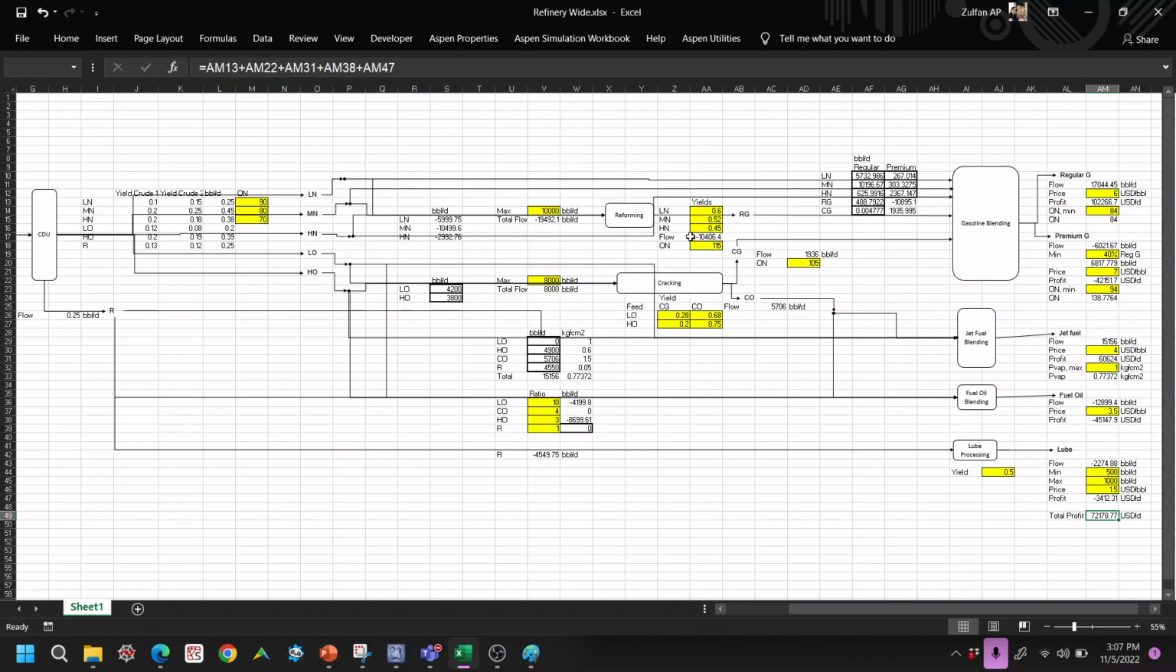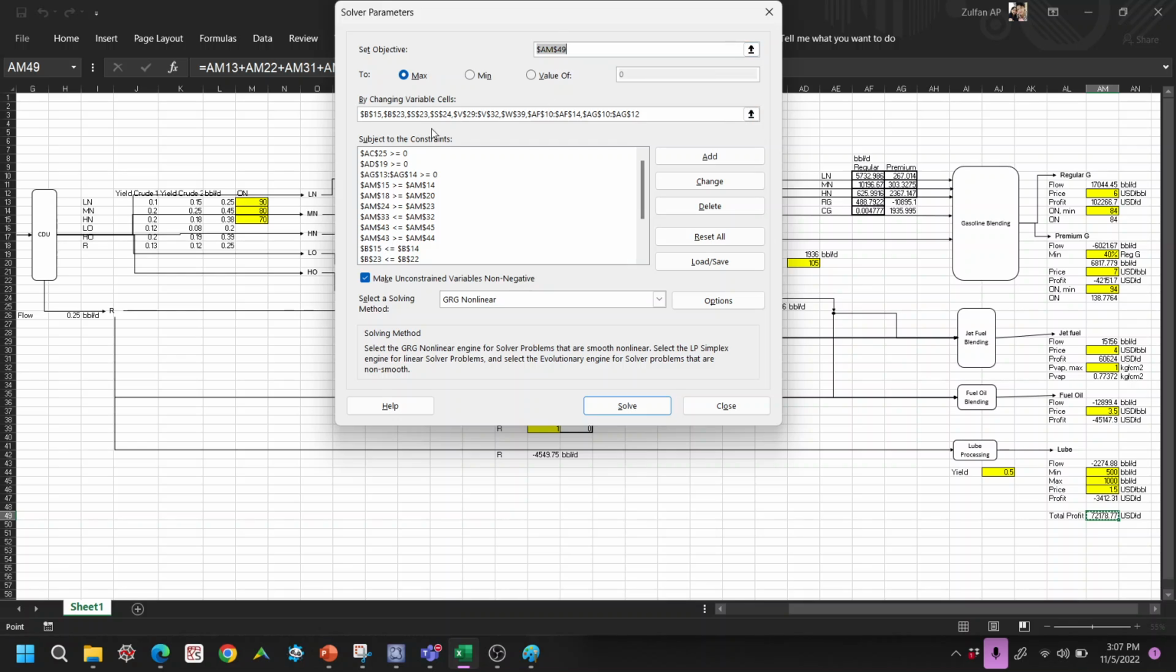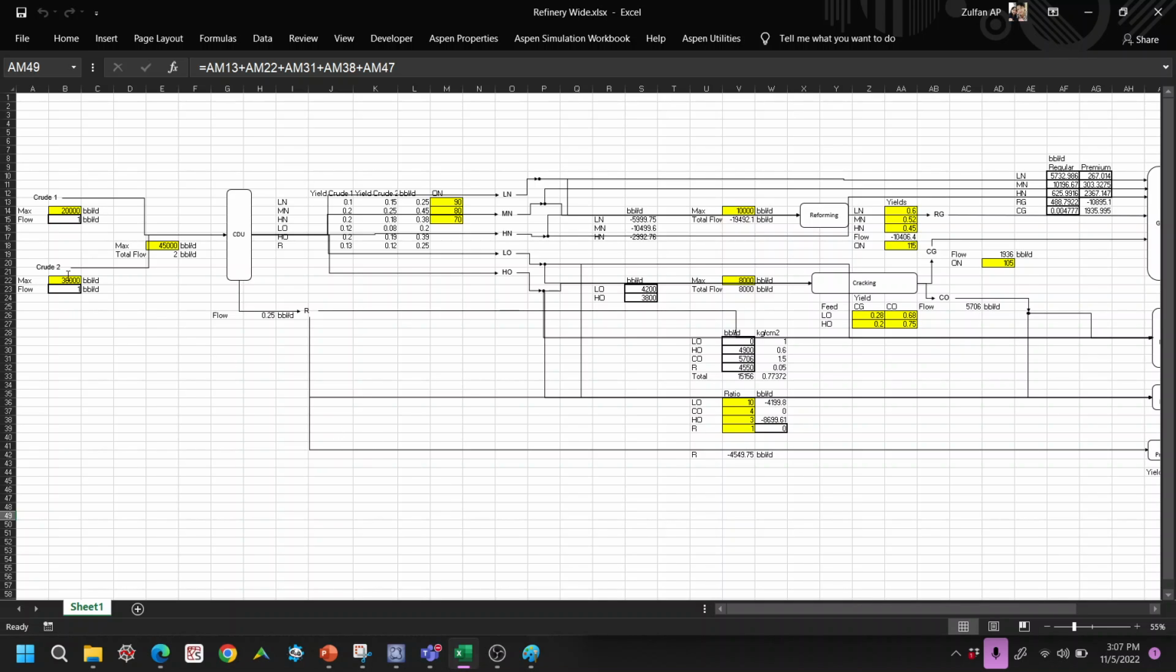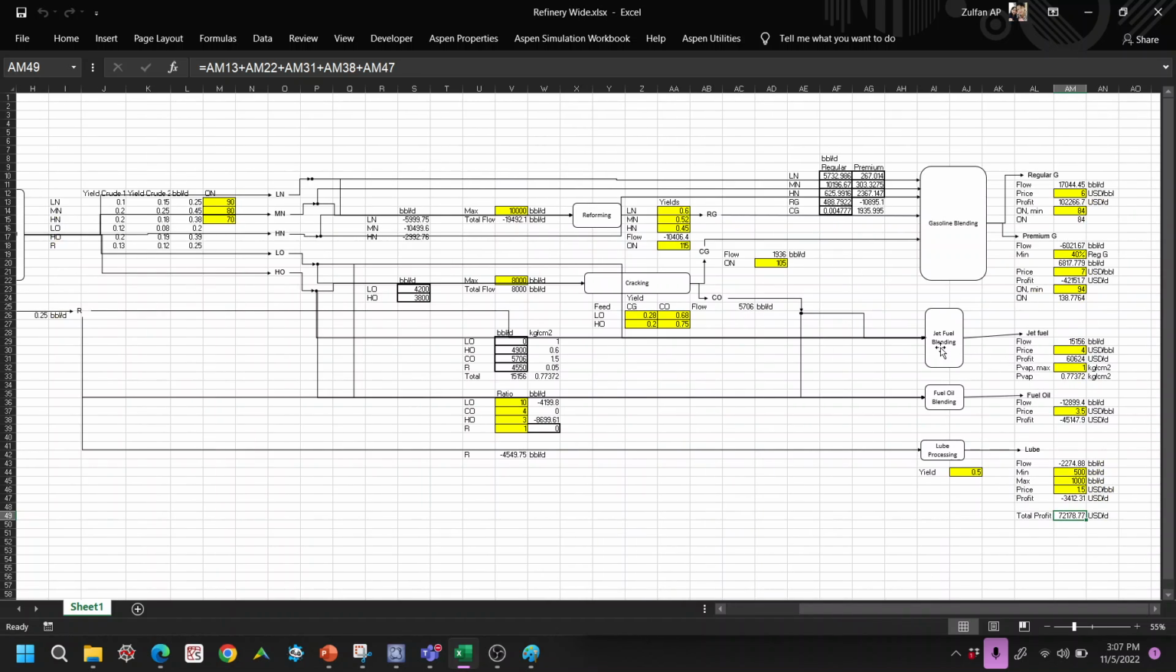So we want to maximize AM49. What are the variables to change? In this case, all the variables to change are the flow rates, how much is this flow rate and that flow rate, right? Because these two are independent variables, and then how much light oil goes to the cracking, and the heavy oil that goes to the cracking, and also the light oil, heavy oil, and cracked oil that goes to the jet fuel blending, and how much light naphtha, mid naphtha, and so on goes to the gasoline blending, and the rest goes to the reformer, right?